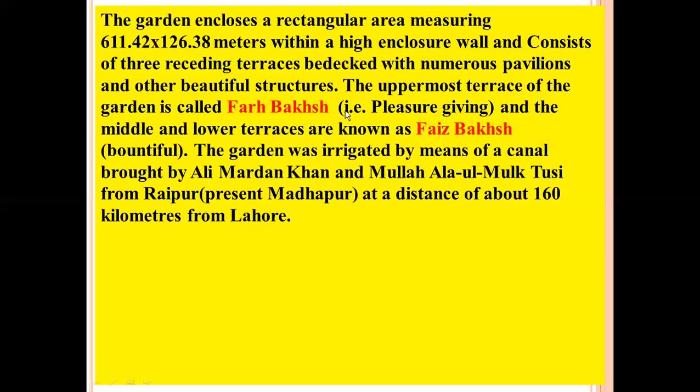The uppermost terrace of the garden is called Farahbaksh. It means pleasure giving, where you can get pleasure. And the middle and lower terraces are known as Faizbaksh. It means bountiful. The garden was irrigated by means of a canal brought by Ali Mardan Khan and Mullah Alauddin Tusi from Rajpur, present Madhopur. This is the city which is located now in India at a distance of about 160 kilometers from Lahore.